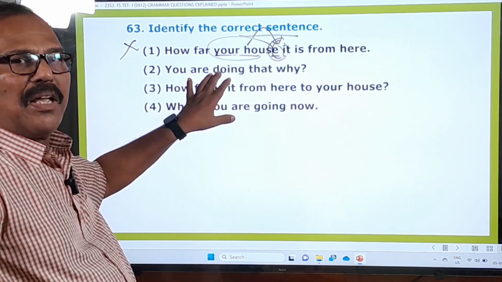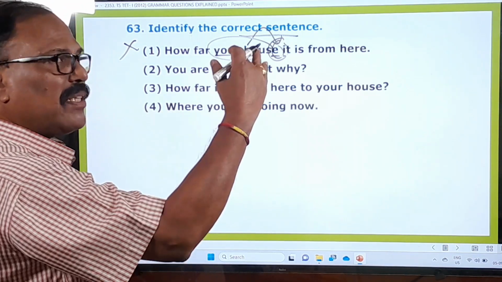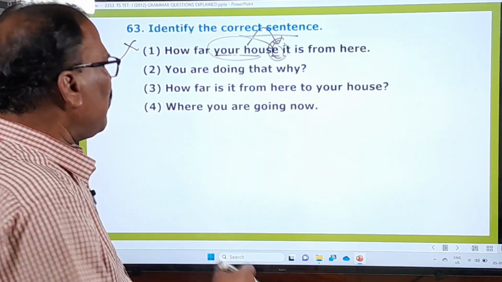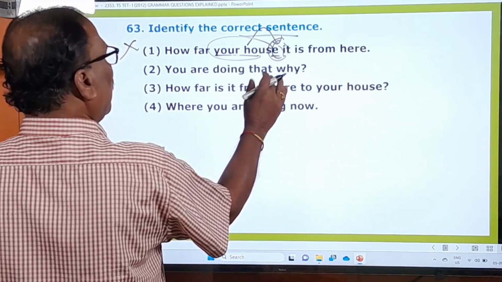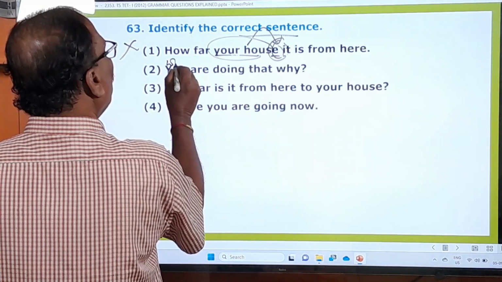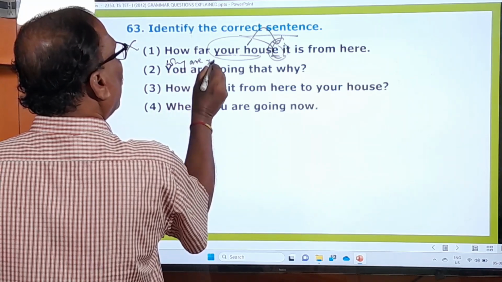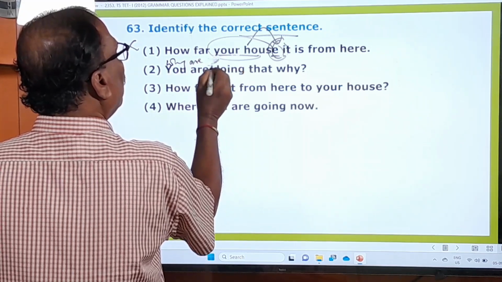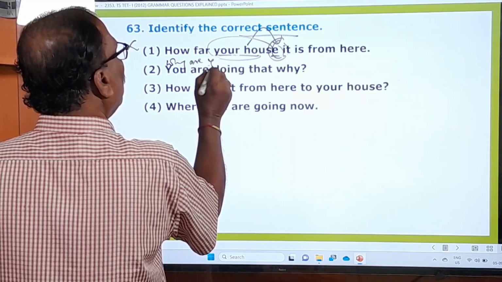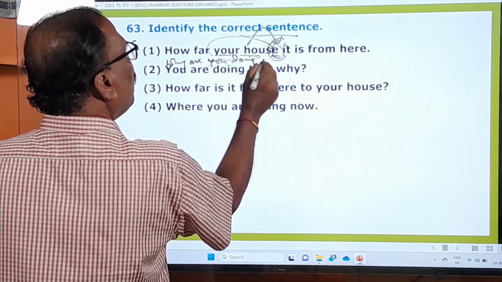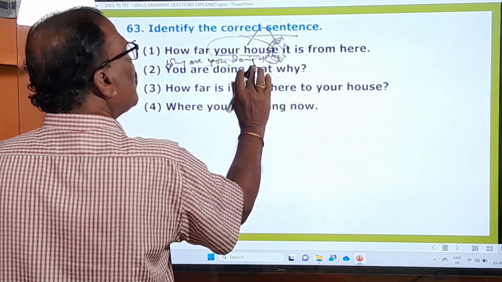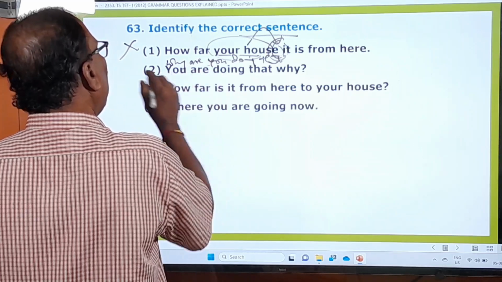Sometimes the people say, you are going where? So lastly they ask this kind of question, but it's not the right one grammatically. That should be, why are you doing that? It should have been like this. This is the right answer, but instead of this, this is given. That's why this is wrong.